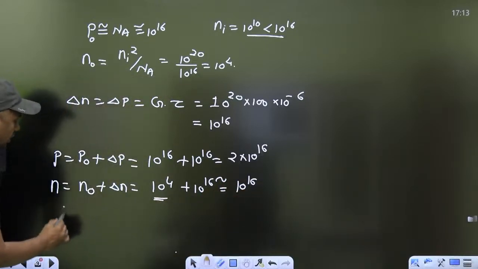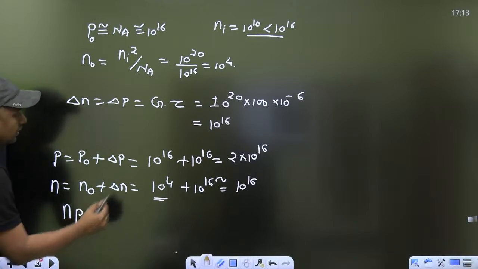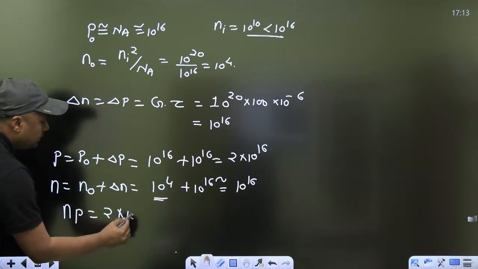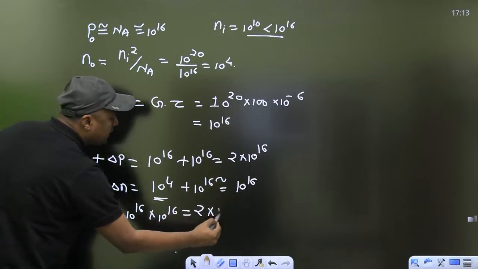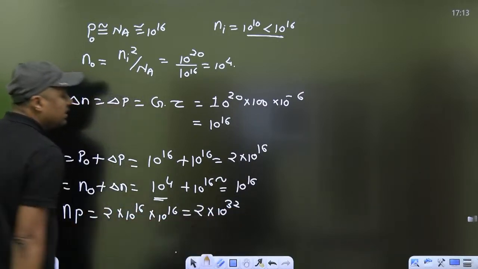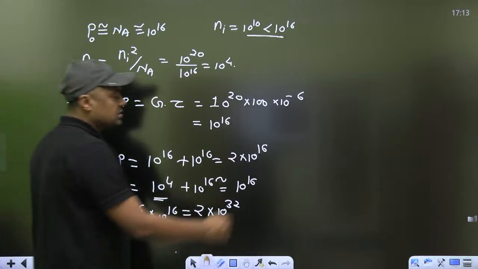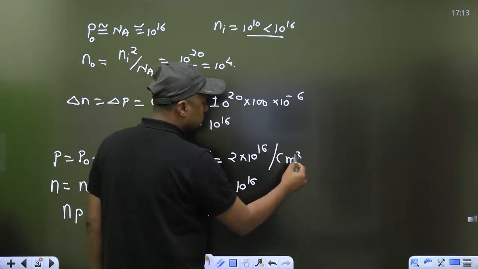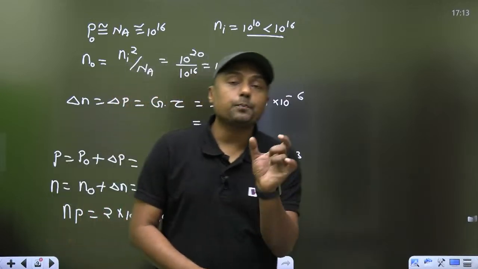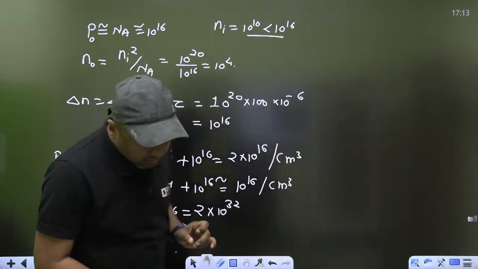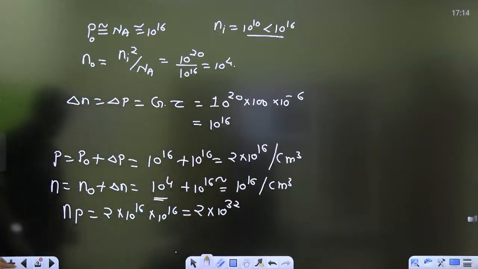Then what is the product here? 2 into 10 to the power 16 into 10 to the power 16, that is nothing but 2 into 10 to the power 32. That is the product. Okay. So this is the answer for this question. This is the product of NP, 10 to the power 16 after thermal agitation, when we are giving the radiation here. So 2 into 10 to the power 32.